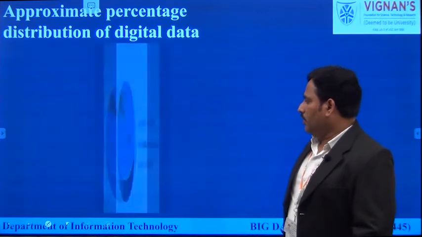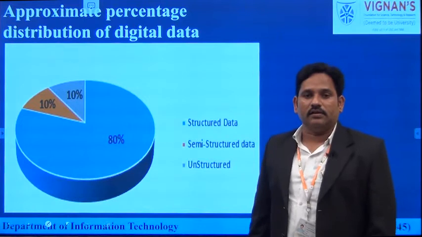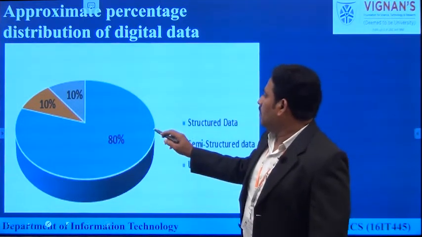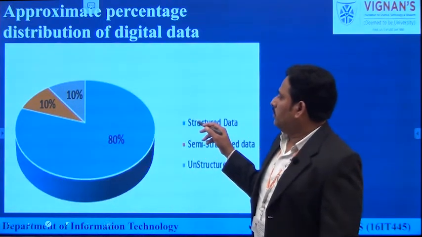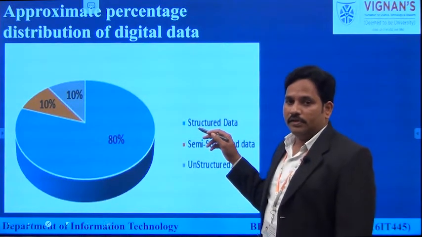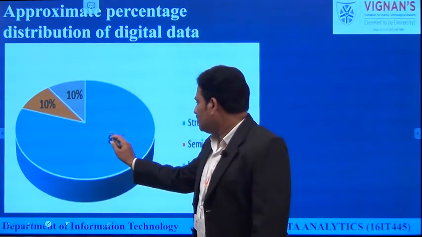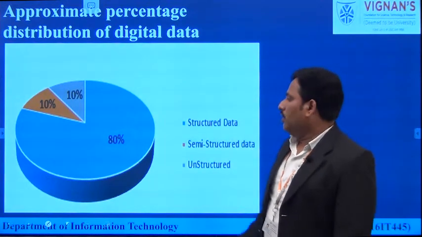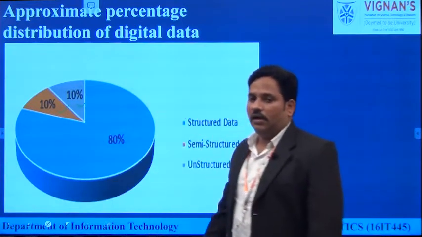So before going into the detailed analysis of each and every digital data, let's have a look at this. Here, if you look at this diagram, it shows the partitioning of the data, that is how much percentage of data is distributed in real-time applications. Here, 80% of data will occupy the unstructured data, whereas the remaining 10% data will be either semi-structured or structured.